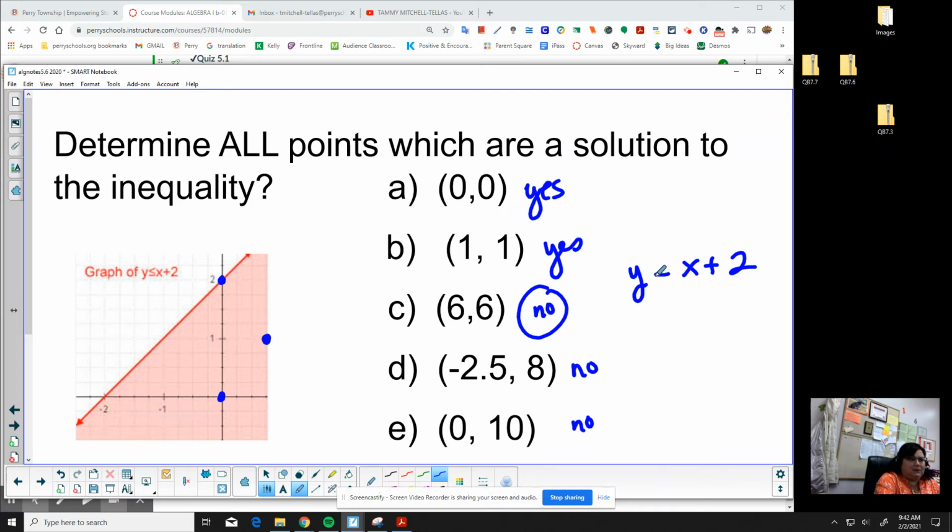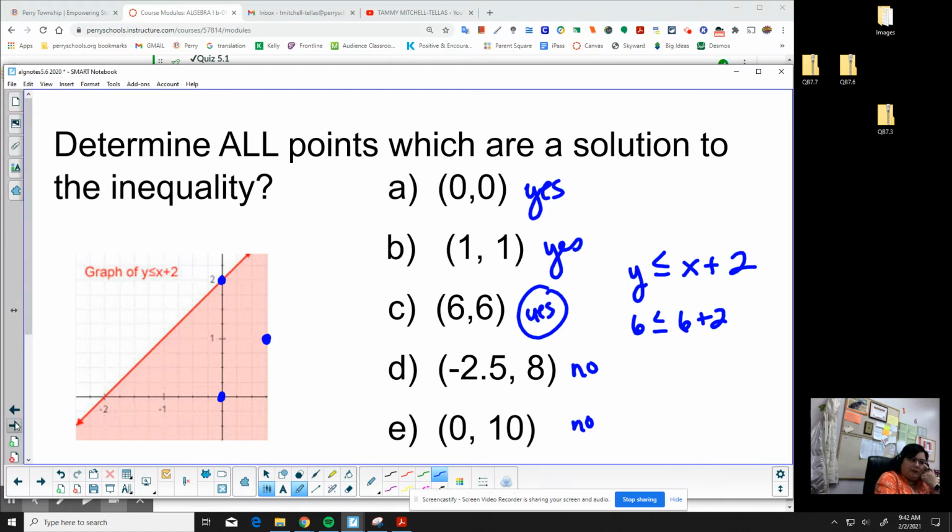So I put in equals. And it's shaded below. So it's less than. So that would be 6 is less than or equal to 6 plus 2. So that's a yes. That's a yes. And that one's a hard one to see. Not the greatest example on the first slide. Okay, so we're going to change this to yes. Because 6, 6 works in it.